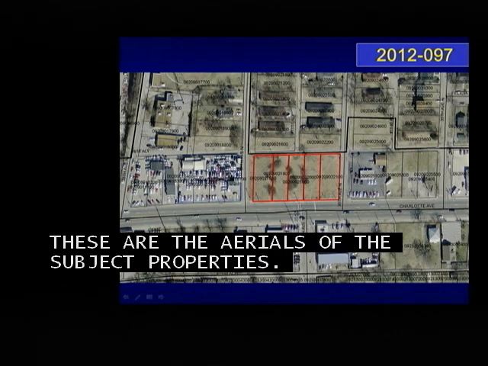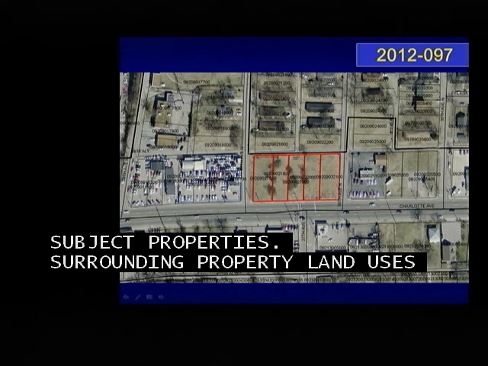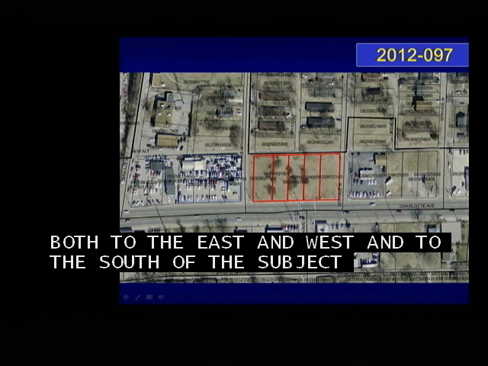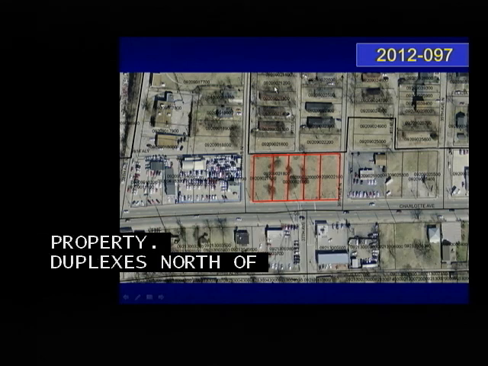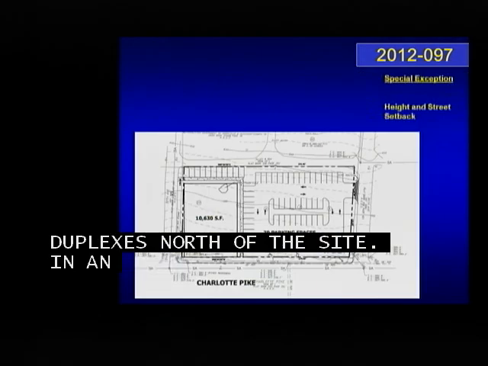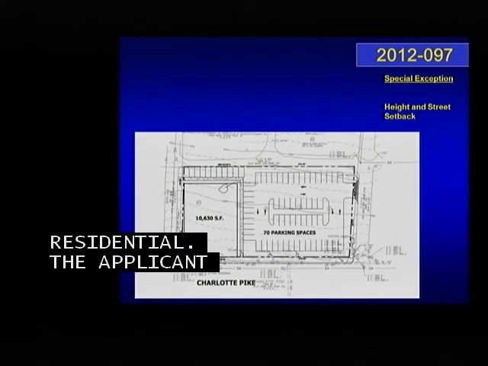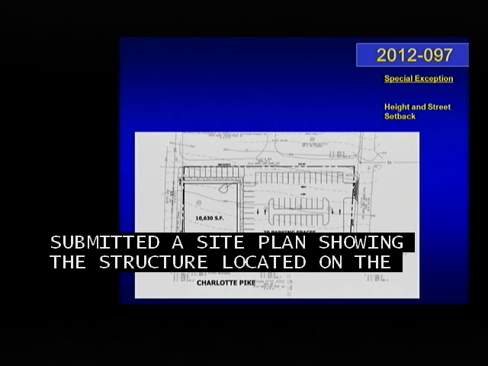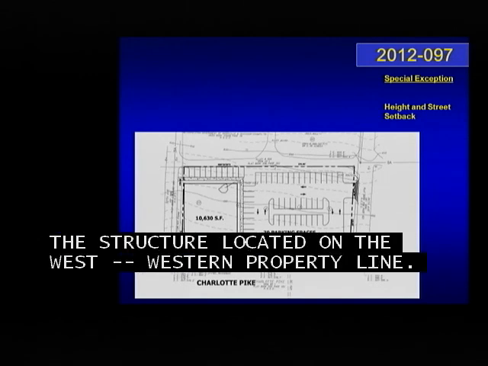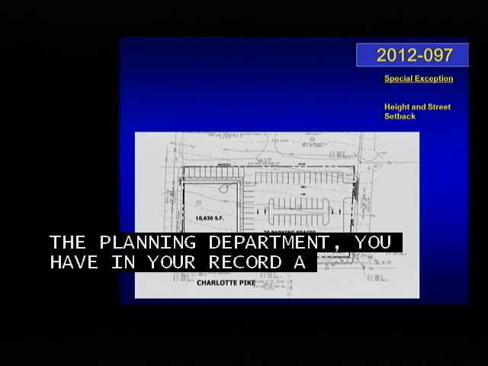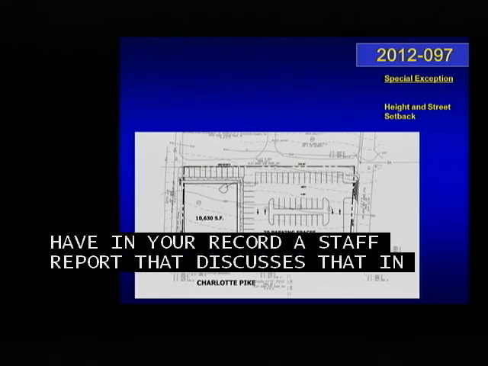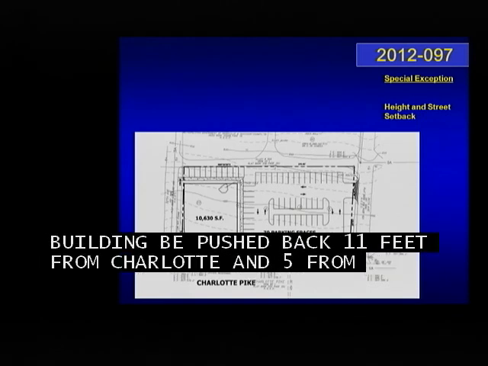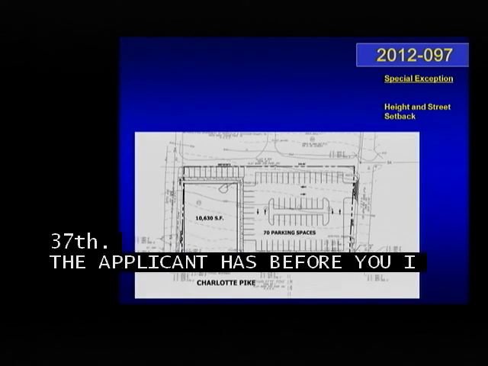Surrounding property land uses include used car lots both to the east and west and to the south of the subject property. Duplexes north of the site, and an alley separating it from the residential. The applicant originally submitted a site plan showing the structure located on the western property line. The planning department, you have in your record a staff report that discusses that in some detail, recommending the building be pushed back 11 feet from Charlotte and 5 from 37th. The applicant has before you, I believe, a board that he'll be presenting.